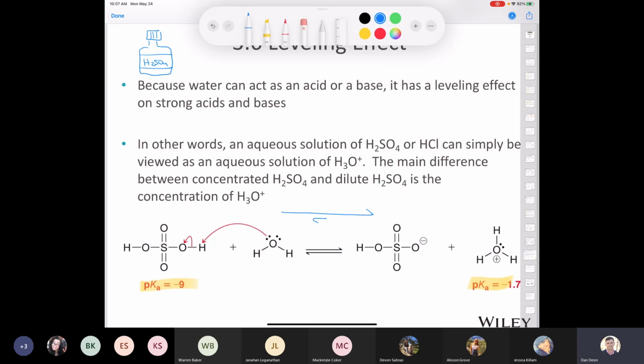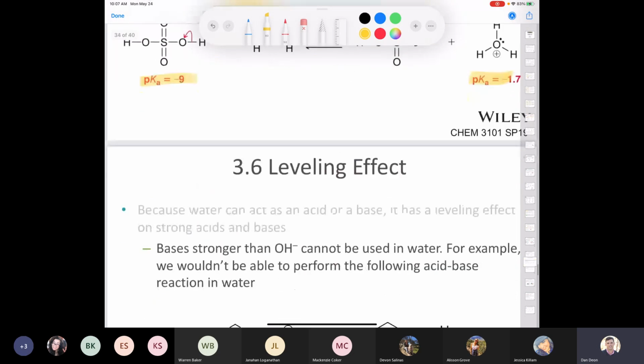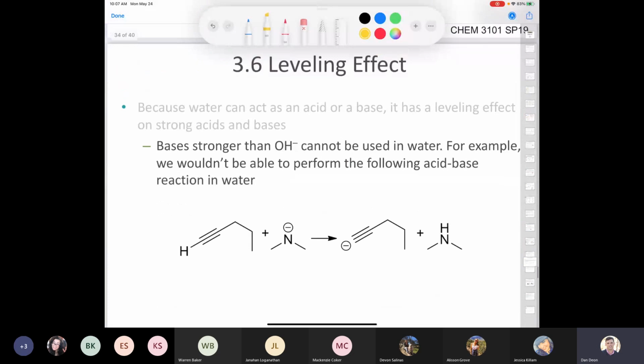In other words, when you have an aqueous solution of sulfuric acid or hydrochloric acid, it's really just a solution of hydronium. The main difference between concentrated sulfuric acid and dilute sulfuric acid is the amount of hydronium that's in there. And if you've never thought about that before, well, you're thinking about it now. So if I put sulfuric acid in water, I mostly have hydronium. Kind of interesting, huh, when you think about it? And we're going to look at the consequence of that right now.